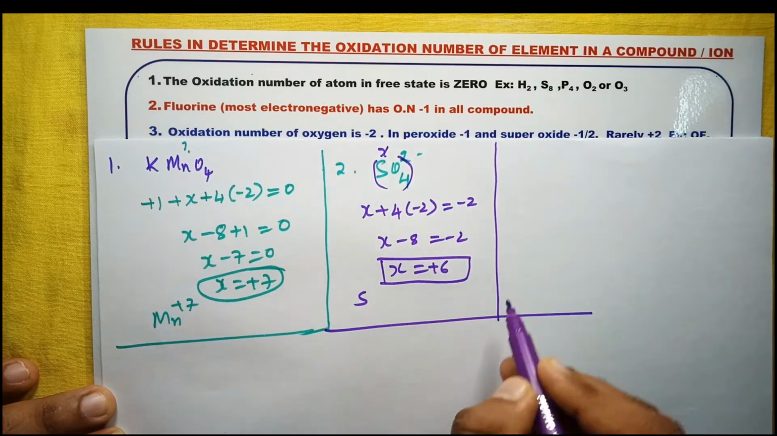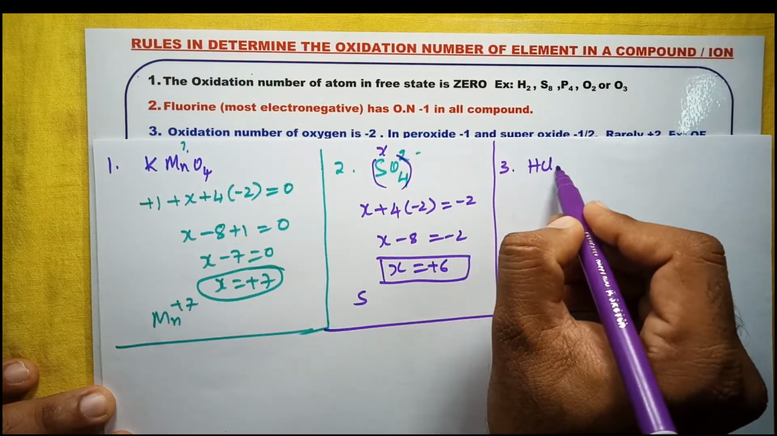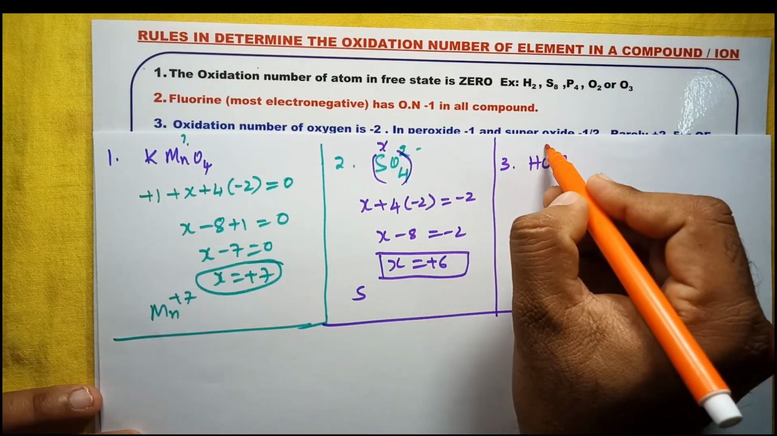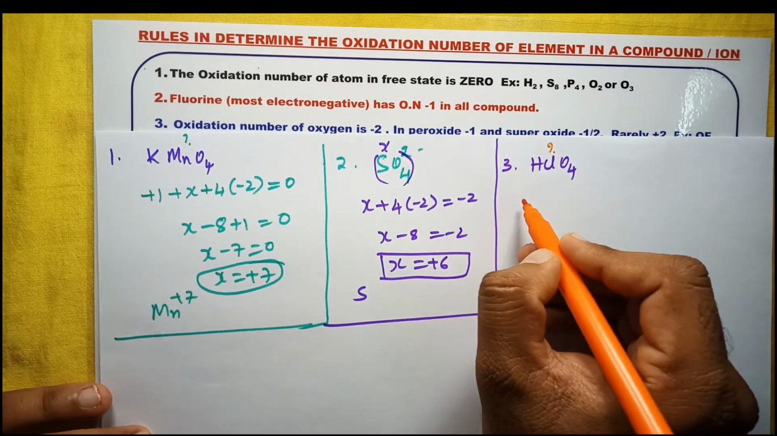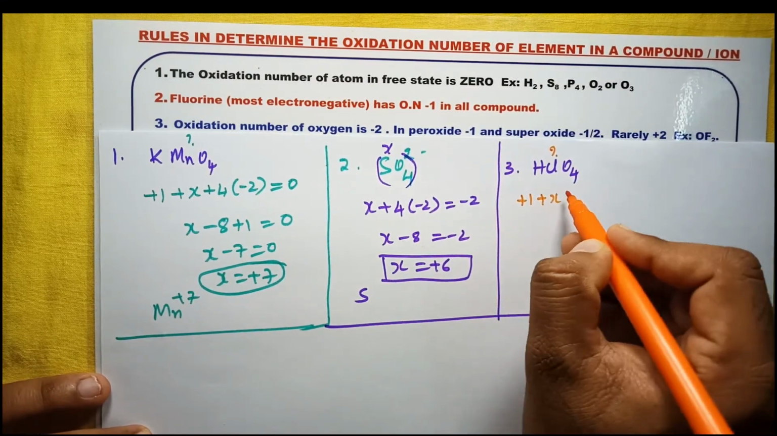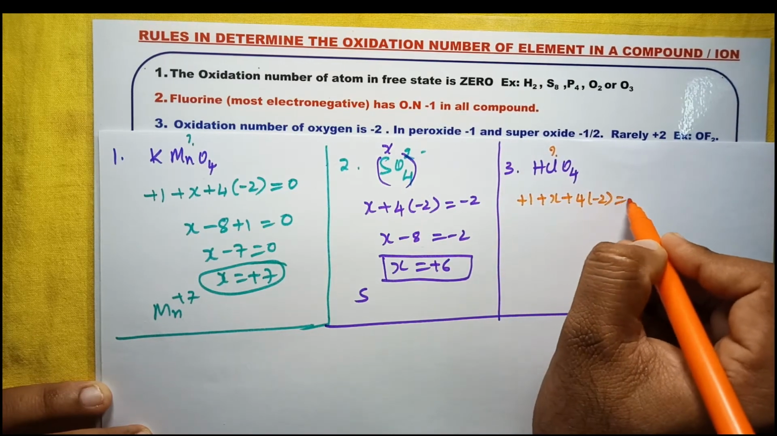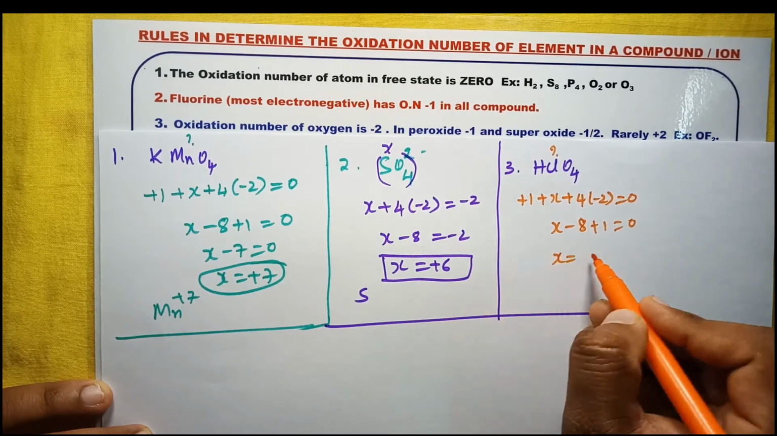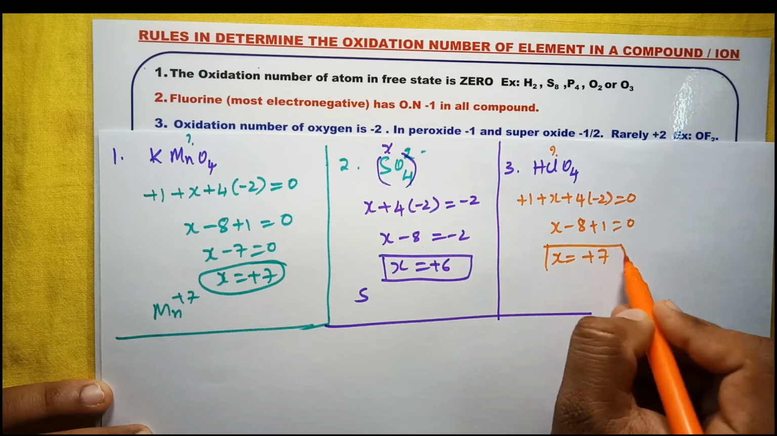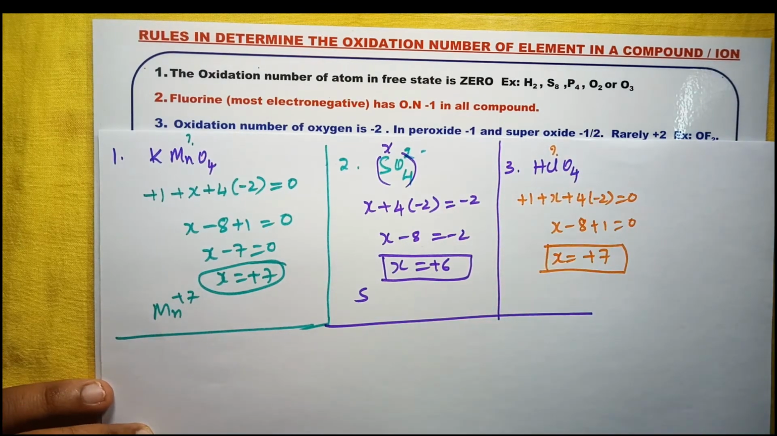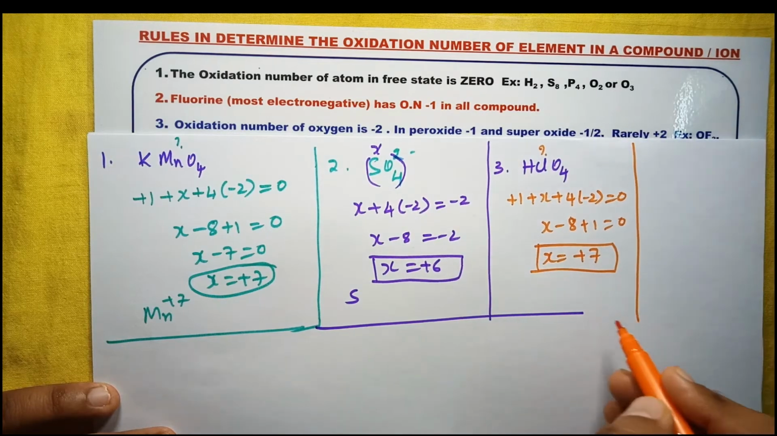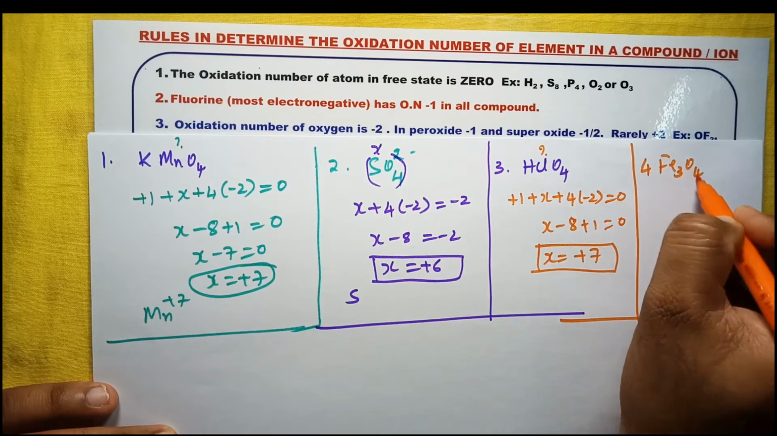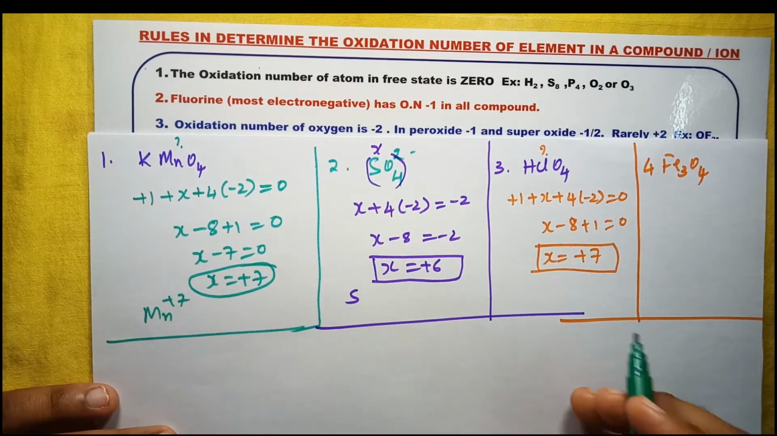Next, move on to the third example, HClO4. I am going to calculate the oxidation state of chlorine here. That is X. Hydrogen exists as +1 plus X plus 4 into -2 equals 0. X minus 8 plus 1 equals 0. X is equal to +7. Chlorine exists as +7 in HClO4. Next, move on to another example, a tricky example, Fe3O4. What is the oxidation state of iron here? Let's calculate.